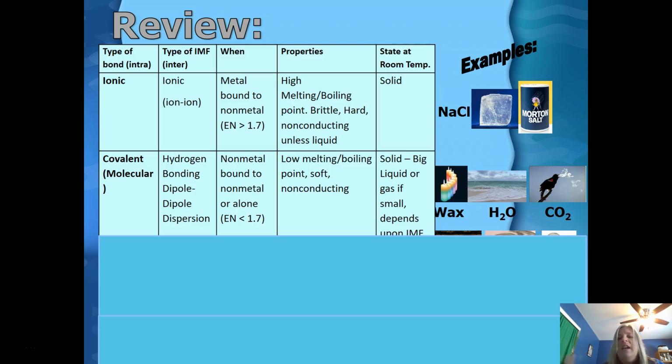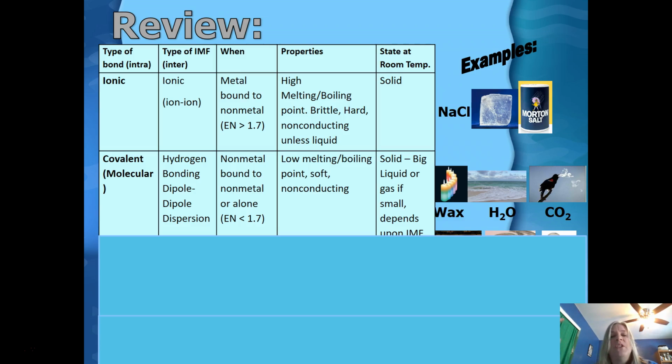Wax, candle wax, is a very large covalent molecule. Some waxes are pretty hard, but compared to something like an ionic compound, if you put pieces of wax in your hand and rub them together, it's a little softer than the rough edges of an ionic compound or a salt.